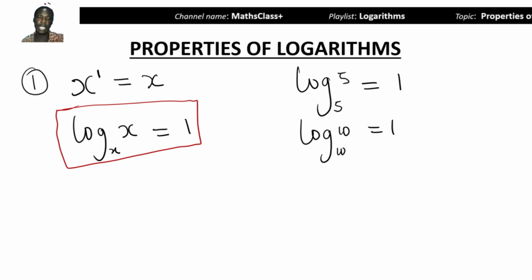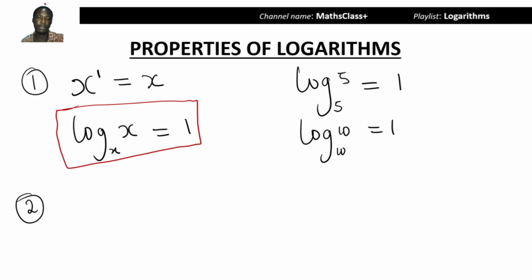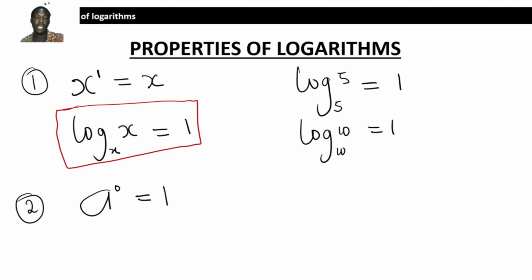Okay, so the second one, we remember that, okay, let me use a different variable. a to the power 0 is equal to what? It's unfortunate I can't hear you, but I trust you said 1. So any number to the power 0 is equal to 1.